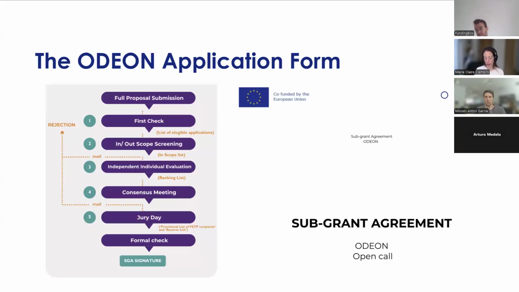is when we do a quality check to make sure that the applications that we will pass on to the next stages are actually in scope of the ODEON project and have a European dimension. And again, these two criteria, whether the project is in scope of ODEON and has a European dimension, are also elaborated on in the open call terms and conditions.